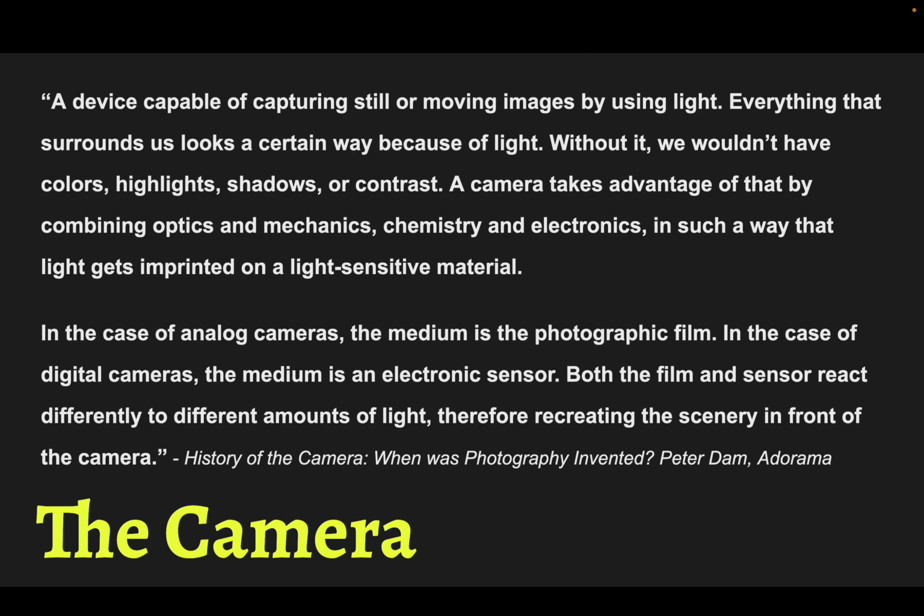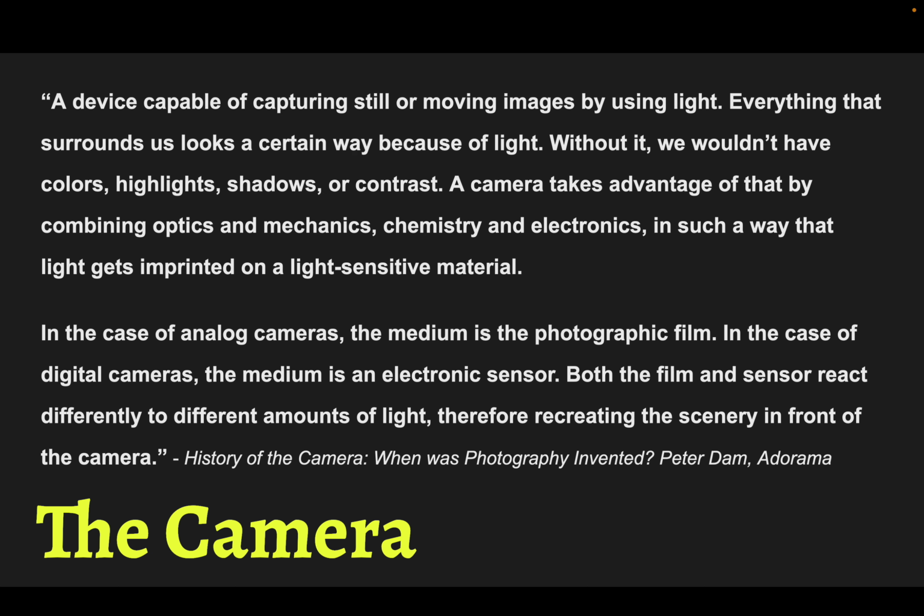So starting off, I found this really nice quote online that I thought really described the camera very well and the different mechanics of the camera. And it says that the camera is a device capable of capturing still or moving images by using light. Everything that surrounds us looks a certain way because of light, and without it, we wouldn't have colors, highlights, shadows, or contrast. The camera takes advantage of that by combining optics and mechanics, chemistry and electronics, in such a way that light gets imprinted on light-sensitive material.